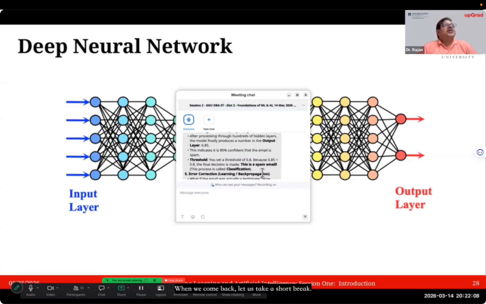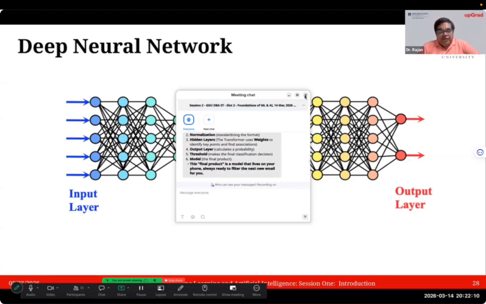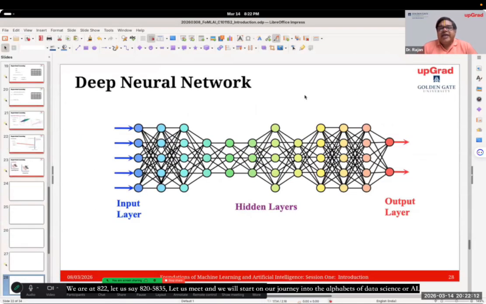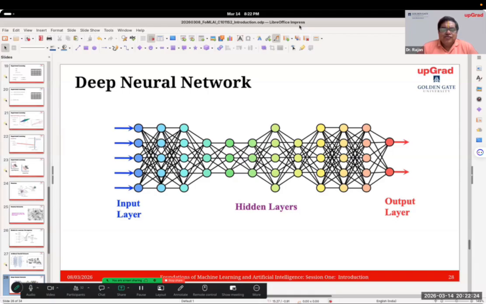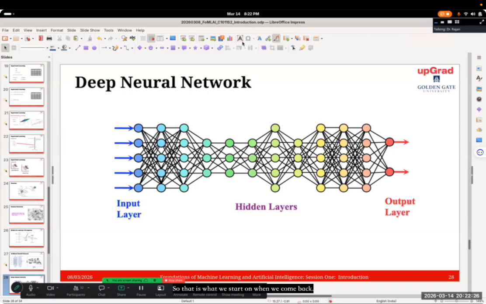When we come back, let's take a short break. We are at 8:22. Let's say 8:25, 8:35. Let's meet, and we will start on our journey into the alphabets of data science or AI. That's what we'll start on when we come back. How many minutes is that? About 12 to 13 minutes. We'll take a break for 13 minutes, let's say.